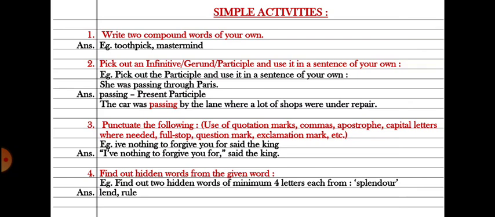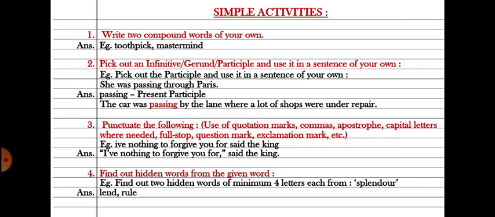If you have a look at the answer, the examples that I have given of 2 compound words are closed compound words. They are basically toothpick and mastermind. You can think of your own examples and be prepared for this question.